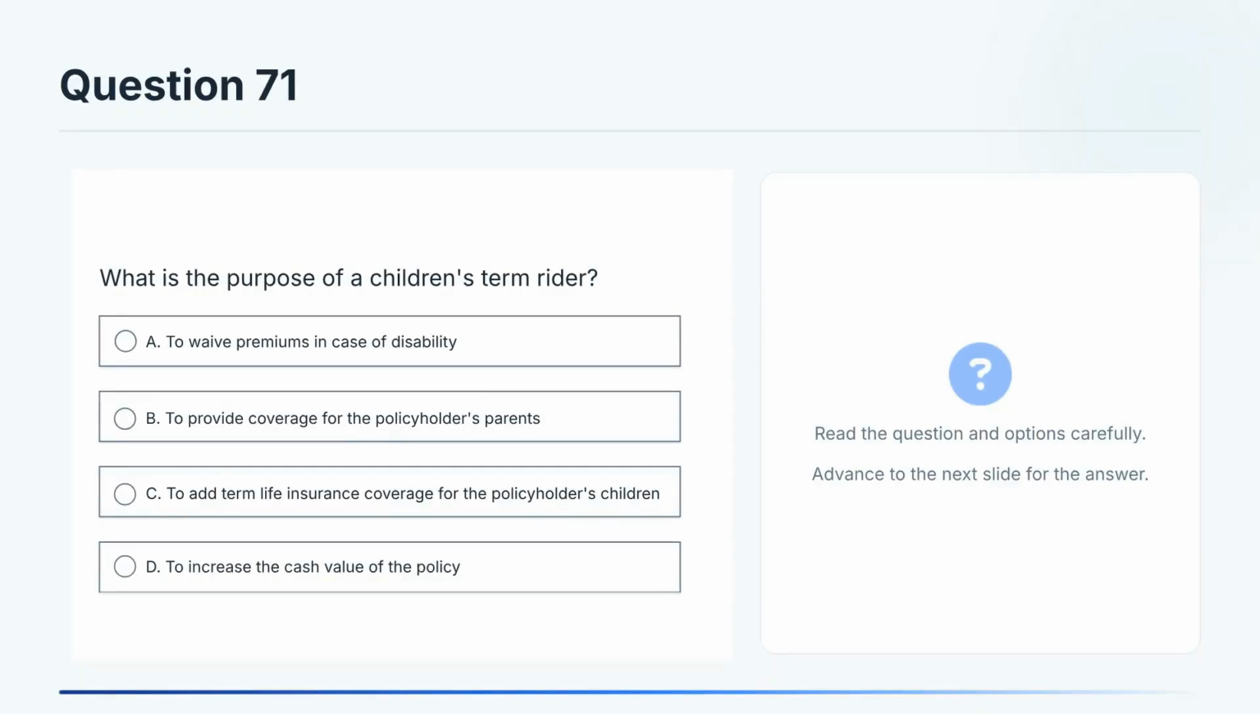Question 71. What is the purpose of a children's term rider? A. To waive premiums in case of disability. B. To provide coverage for the policyholder's parents. C. To add term life insurance coverage for the policyholder's children. D. To increase the cash value of the policy.